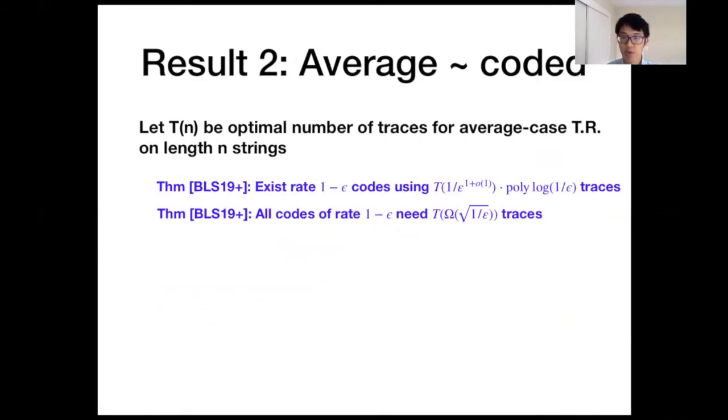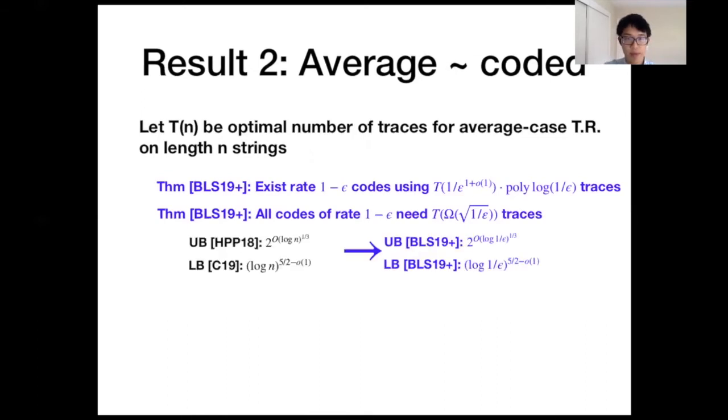First, there exist rate 1 minus epsilon codes using T of roughly 1 over epsilon traces. And all codes of rate 1 minus epsilon need T of square root 1 over epsilon traces. So now we can just plug in directly the upper and lower bounds for average case reconstruction into these blue results to get our upper and lower bounds that you saw in the previous slide.